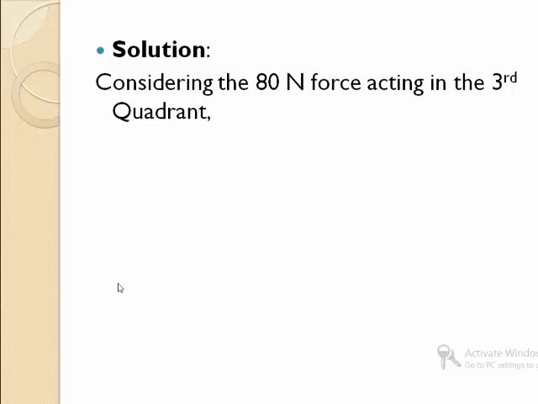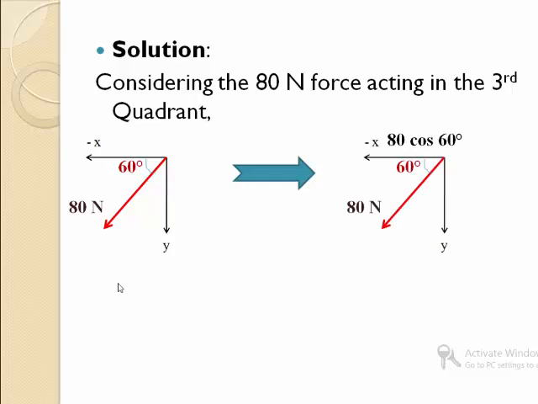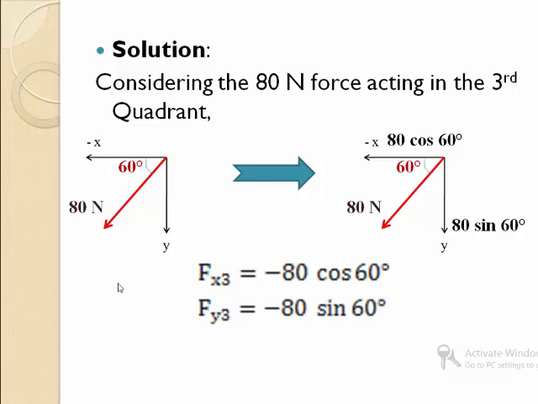Next, considering the 80 Newton force which is acting in the third quadrant. This force can be split into 2 force components, one along the negative x-axis with the magnitude of 80 cos 60 and the other along the negative y-axis with the magnitude of 80 sin 60. So Fx3, that is the horizontal component of the third force, is minus 80 cos 60 since it's acting in the negative x-axis, and the vertical component is minus 80 sin 60.